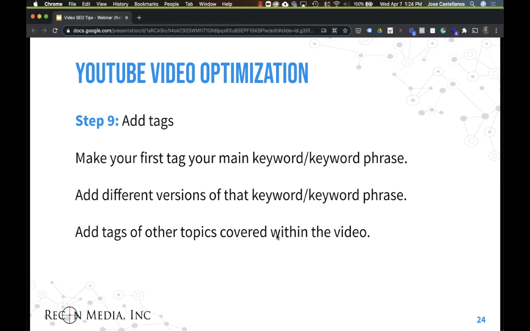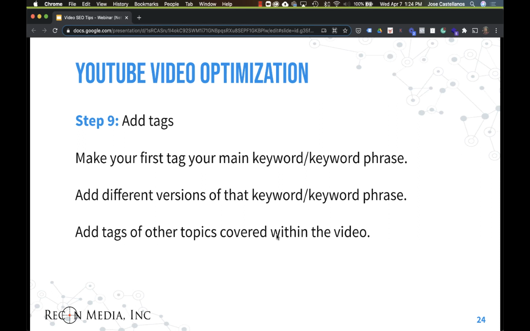Then there's tags. Tags are somewhat similar to hashtags. You don't need to use a hashtag at the beginning of the tags. Really, these are just keywords or keyword phrases. The first tag that you want to use is going to be the main keyword or keyword phrase that you're looking to rank for.